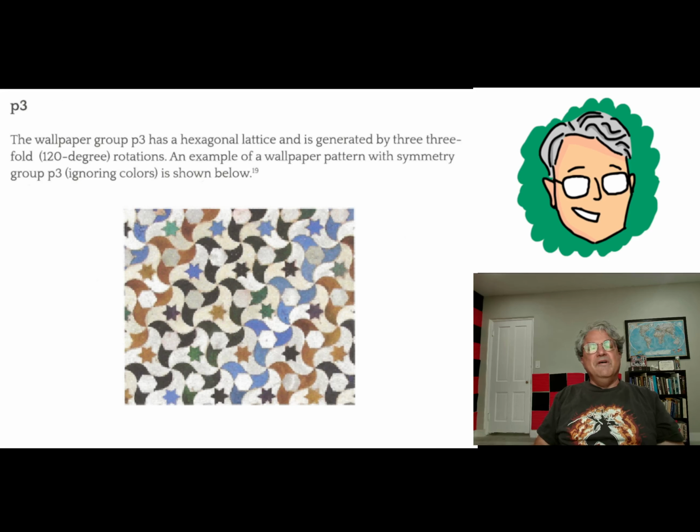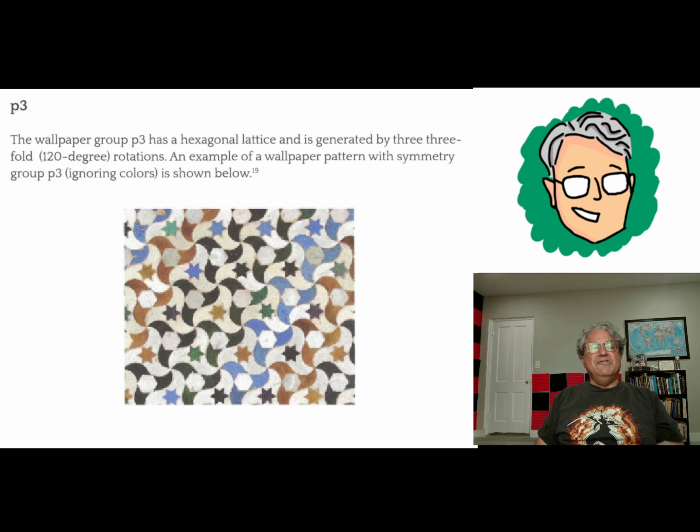And this is one of them. This is P3. What that means is it has three threefold generators. So there's three different kinds of points in this figure where if you rotate it 120 degrees, it would look the same. Except for the colors in this case, they colored the portions differently. So strictly speaking, this isn't the wallpaper pattern I'm talking about if you include color, but forget the color.